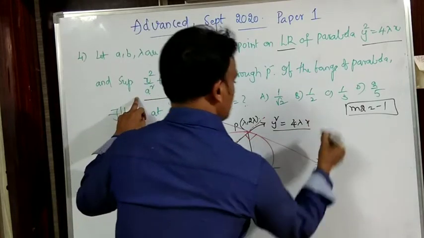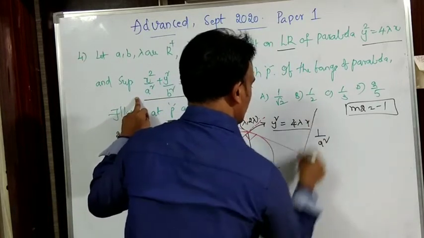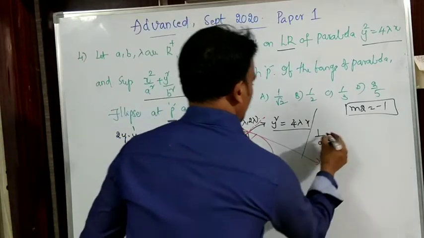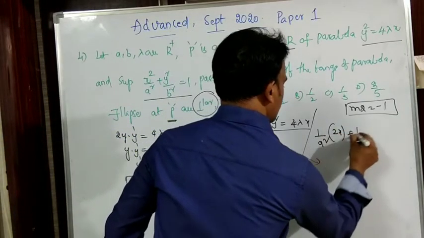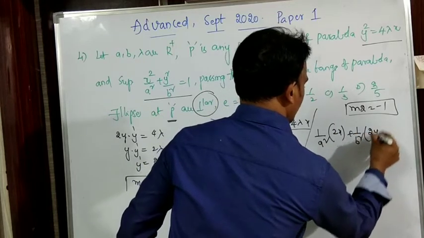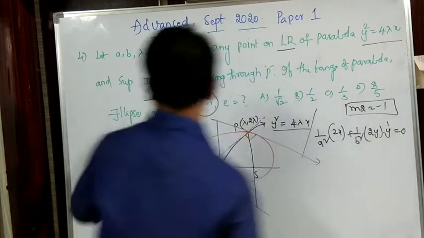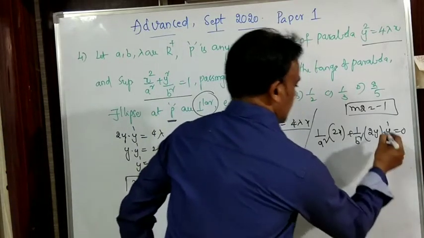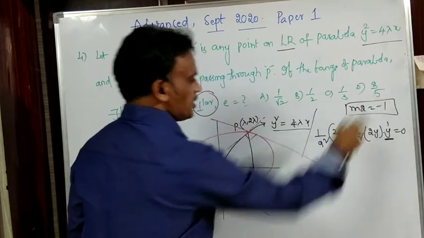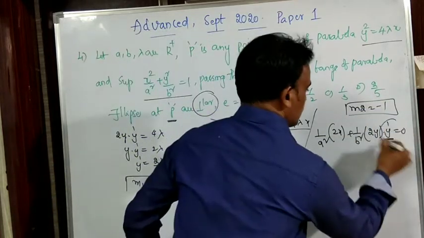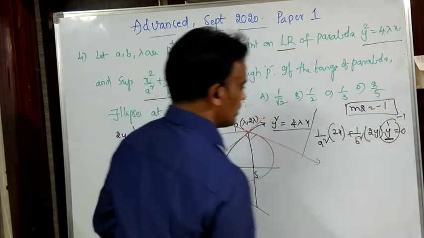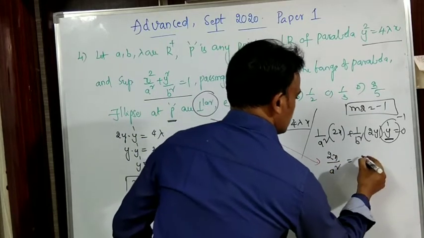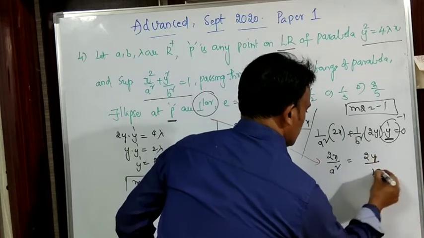So for the ellipse x²/a² + y²/b² = 1, I am going to find the slope of the tangent. Differentiating, 1/a² times 2x plus 1/b² times 2y times y' equals 0. This is the slope of the tangent, and already m2 is -1. Now this value is -1. In that case, the relation is 2x/a² with a negative sign, and 2y/b².